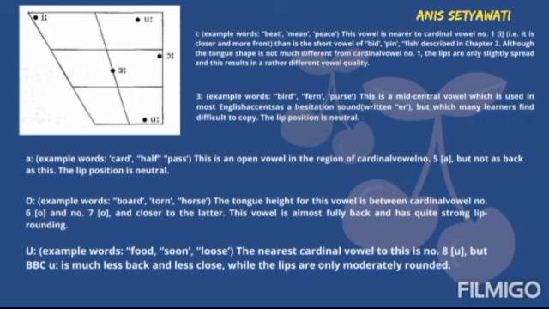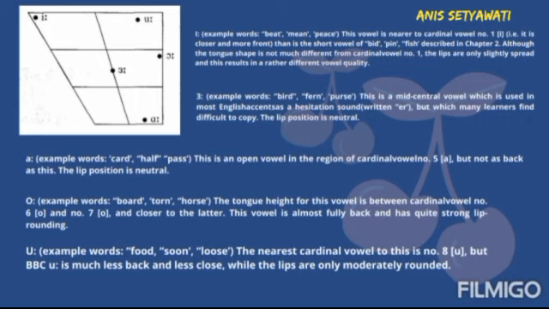ɔ:. Example words: bird, throne, horse. The tongue height for this vowel is between cardinal vowel number 6 and number 7, and closer to the latter. This vowel is almost fully back and has quite strong lip rounding.